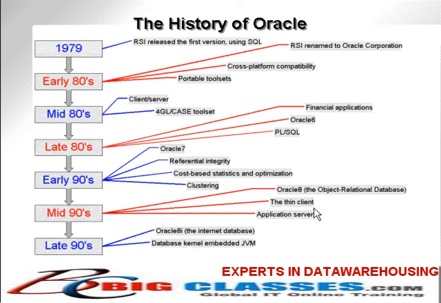Also in the late 90s, Oracle introduced what I call the database kernel embedded Java virtual machine. This embedded JVM allows you to create stored procedures or procedural code in the database itself written in Java. It may be apparent to some people that this could be slow. Yes, it could be, but it's also very powerful in terms of coding power.